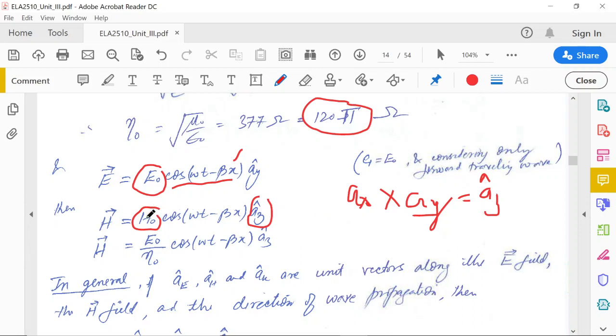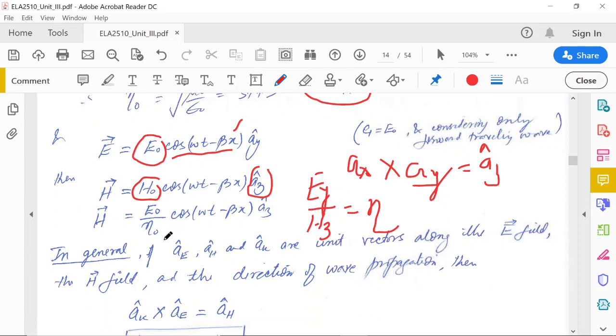How to find H naught? We know that eta equals E over H. We have defined that E_y over the H_z component equals eta. So you can use that: H_z equals E_y over eta naught. Just because this is free space, we can put eta to be eta naught, and you can find this to be E naught over eta naught. If you know the electric field and the intrinsic impedance, you can find the magnetic field as well.